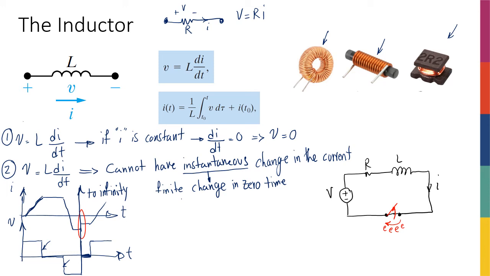Okay, so back to our two observations. Number one, when you have no current variations, there's not going to be any voltage, so the inductor is going to be just a simple piece of wire. Number two, you cannot have an instantaneous change in the current of an inductor.